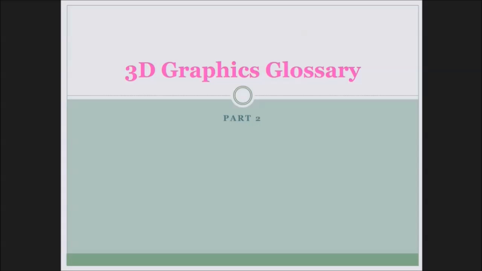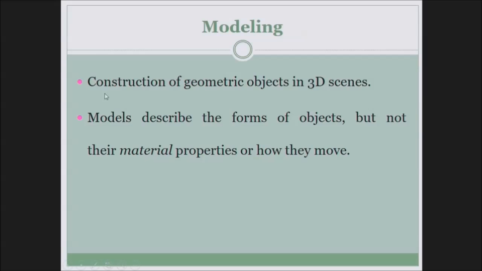Now let us see a few more 3D graphic terms. So we start with modeling. Modeling is the construction of geometric objects in 3D scenes. Models actually describe the form of objects, but not their material properties or how they move. Models only describe the form of the object. So construction of these geometric objects in this 3D scene is actually our modeling.